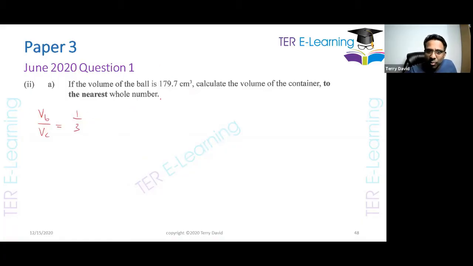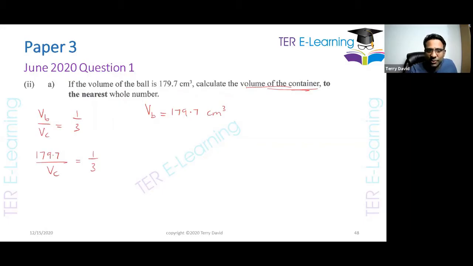They said the volume of the ball, so that's VB, is equal to 179.7 cm cubed. That's the volume of the ball. They want us to calculate the volume of the container. So all we're going to do now is plug this VB into that equation. So 179.7 divided by VC, because that's what the question is asking for, the volume of the container, is equal to 1/3.